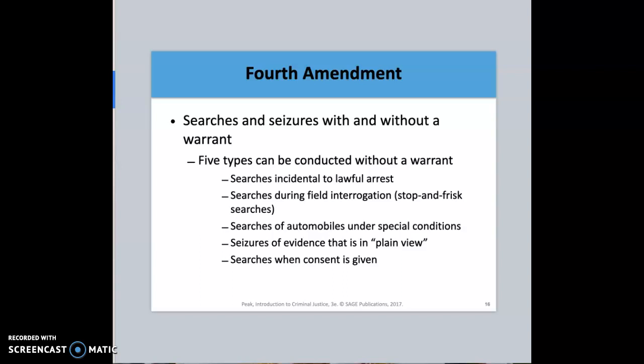Or if I'm in your house because of a call for service of some type and I see something that's illegal, I can go ahead and seize it. All right, that's plain view.